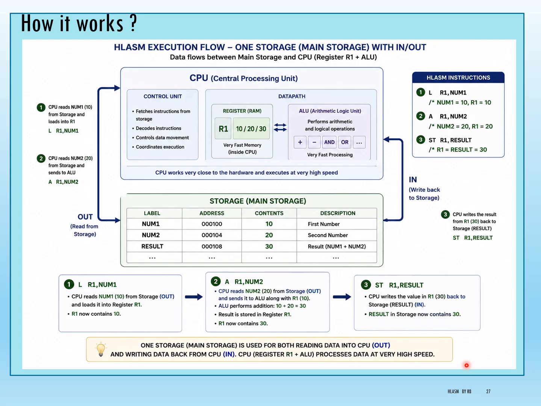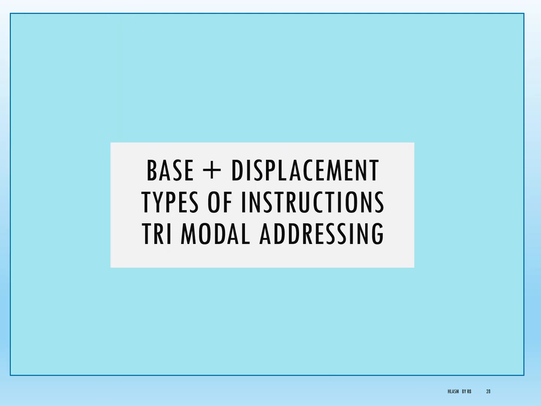Okay, so we spent a lot of time on storage. We spent a lot of time on how the CPU works. Let us pick up two or three small topics, and then we will wind up this first class. We will cover three more topics, small but very important. One is base plus displacement. This is something you need to understand. It will be used extensively. Then types of instructions and tri-model addressing.